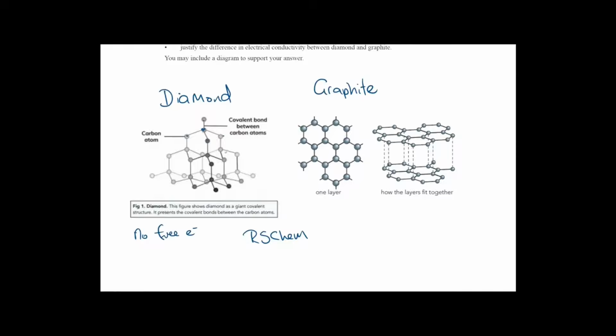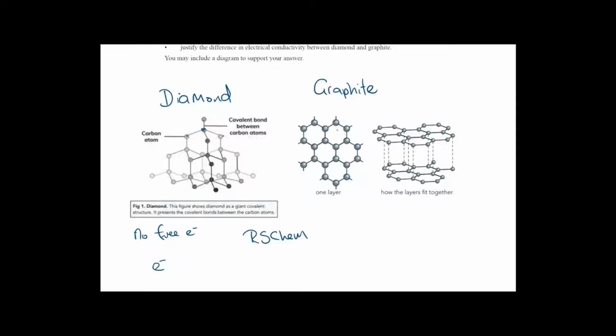But it means because there's no free electrons, you can't conduct electricity. Electricity is the movement of electrons. So if you can't move these electrons, you can't conduct electricity. The electrons cannot flow through because they're bound to these bonds.